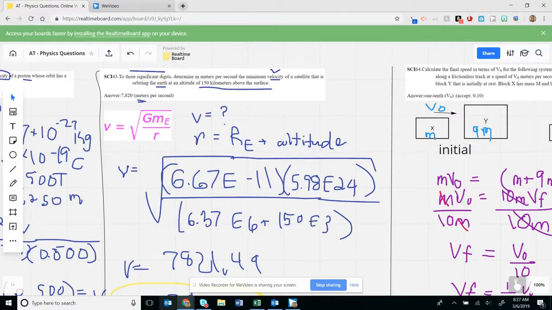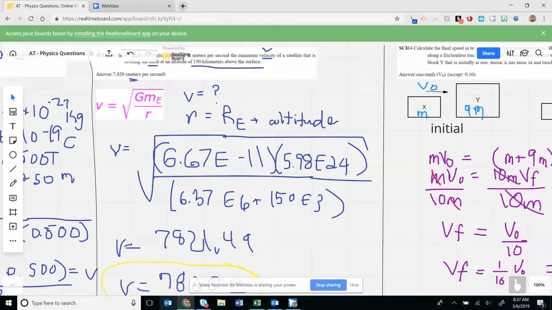So going on to the equation, it is v equals the square root of G times the mass of the Earth divided by r. And the catch with this one is that if we're looking for velocity, the r is really the radius from the center of the Earth. So if you are given an altitude, you're adding that on to the radius of the Earth. And you can see that over here.